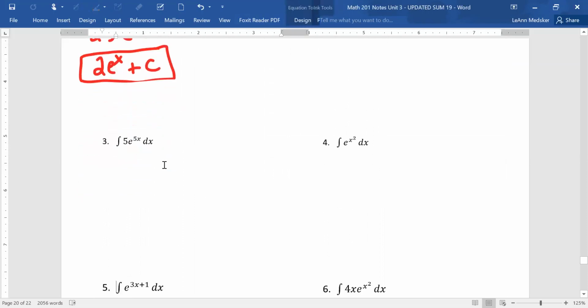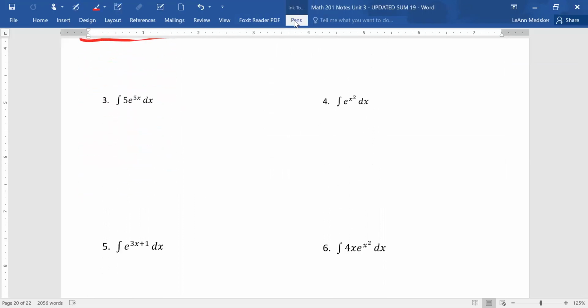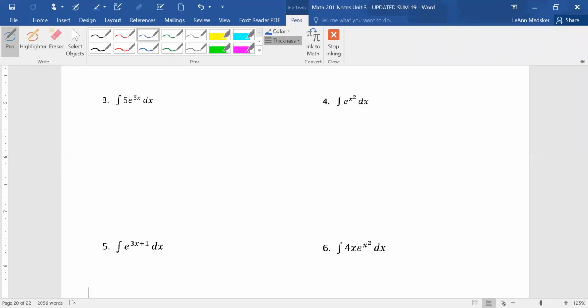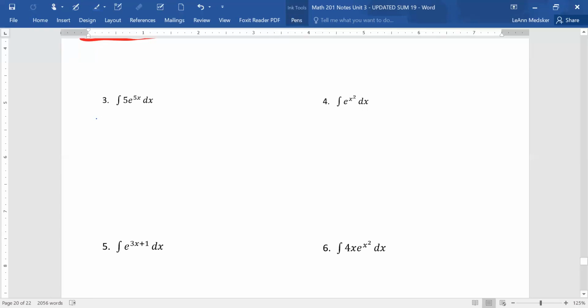Now the next one's a little different because it's not just e to the x, it's e to the 5x. So we're going to use our technique called u substitution to make this look like e to the u. So we're going to let u equal 5x, then du would be 5 dx. I will regroup my integration. This is e to the 5x times 5 dx. So we've already got our du. So this is e to the u times du. So the antiderivative of e to the u would just be e to the u plus c. And then we put back in our 5x. So this is e to the 5x plus c.